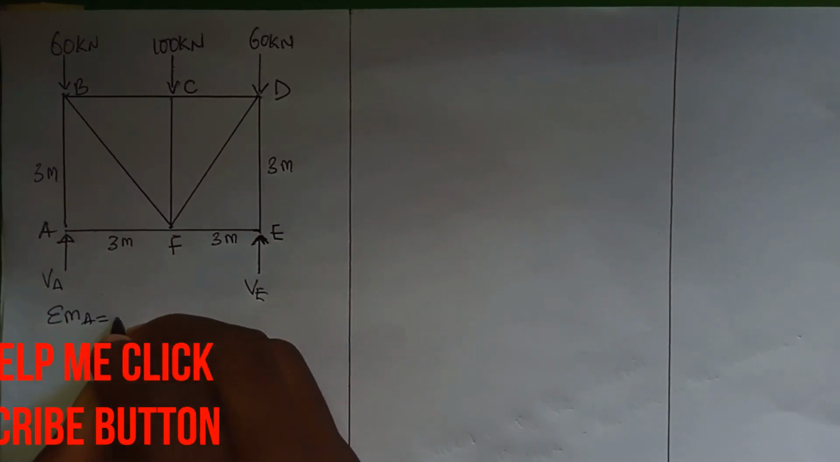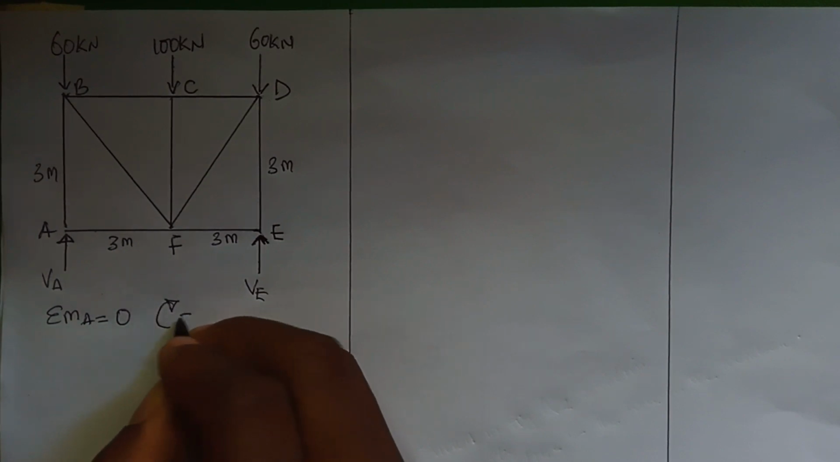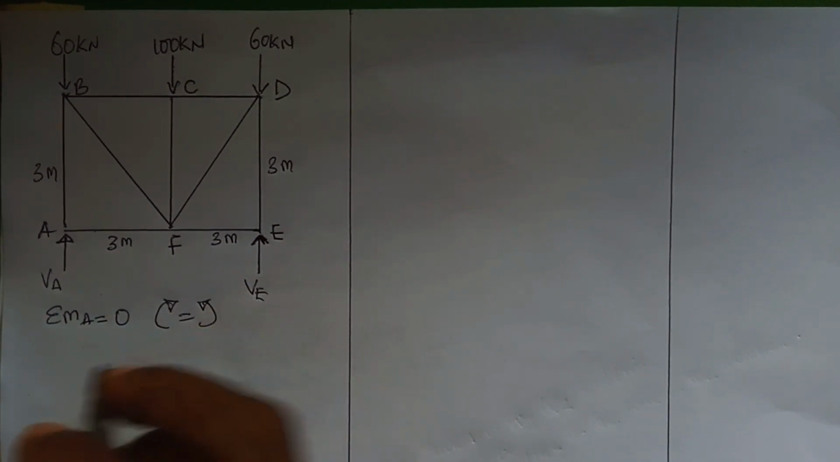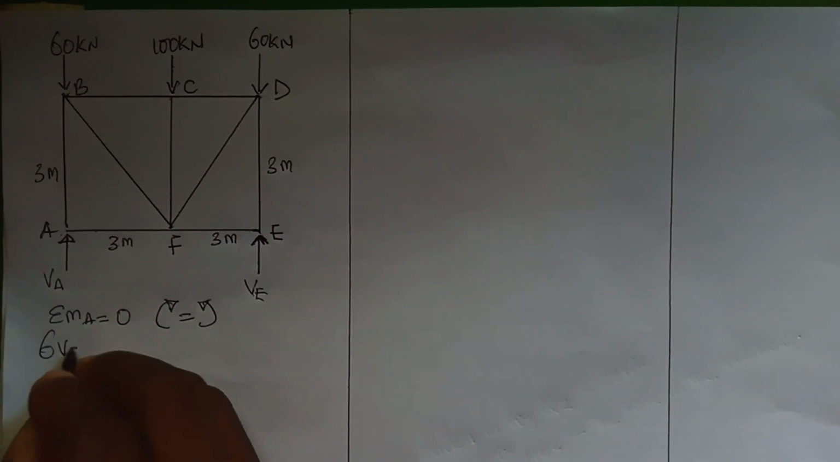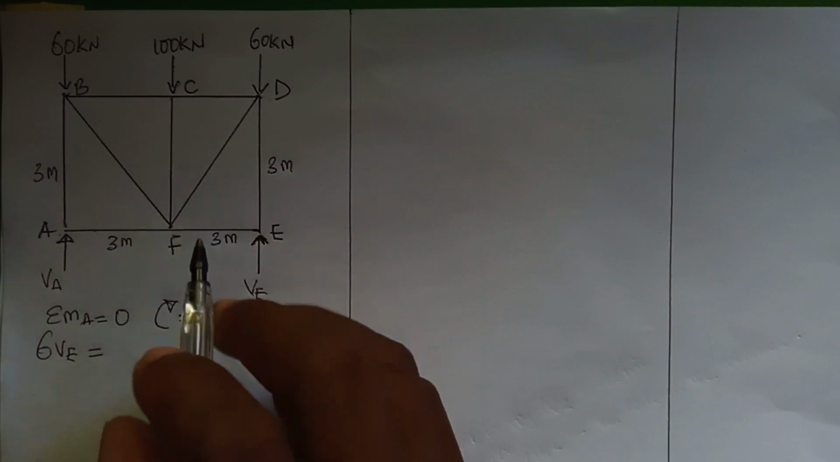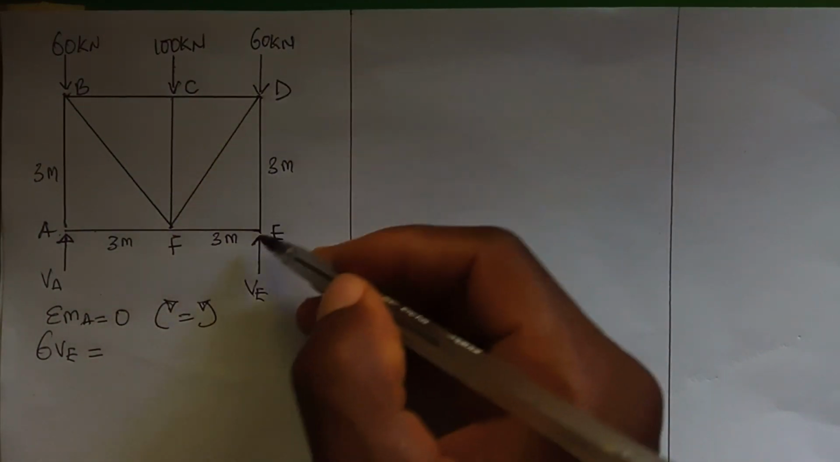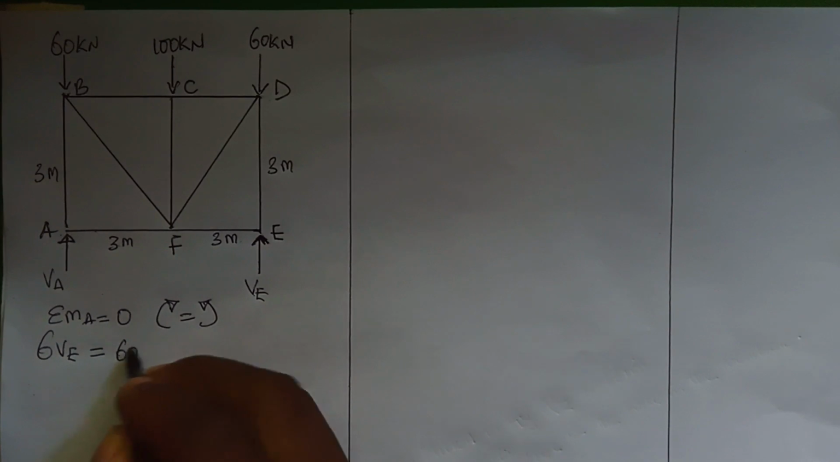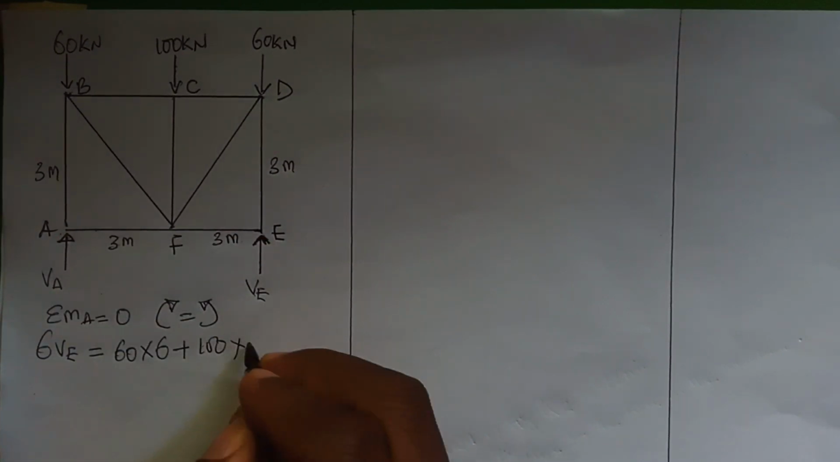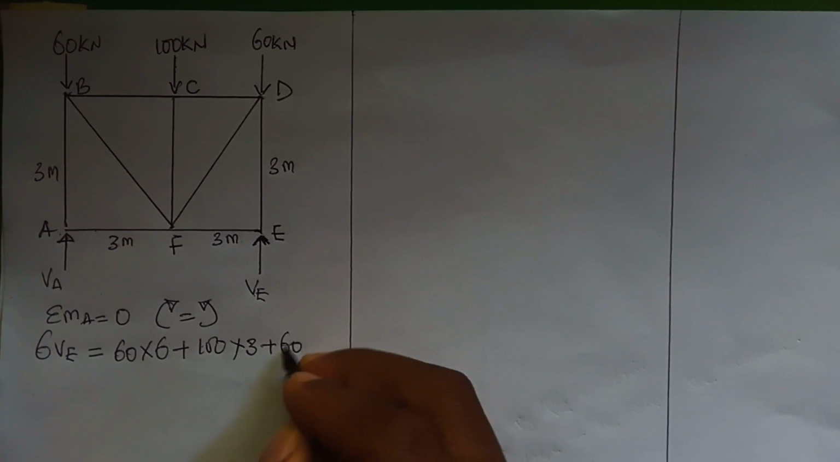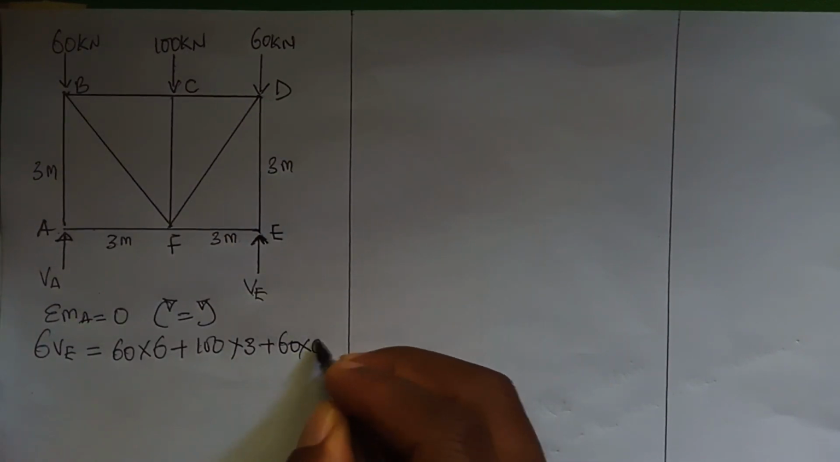So we can say moment at point A is equal to 0, whereby clockwise moment should be equal to anti-clockwise moment. Taking moment here, it means that this VE will cover a distance of 6 meters to this particular point. So we have 6 VE is equal to, all these forces will move in a clockwise direction. To start with, this 60 kilonewton will cover a distance of 6 meters. That is 60 multiplied by 6. Then plus 100 covers a distance from here to here, which is 3. Then plus this 60 is covering no distance, so it's 0.